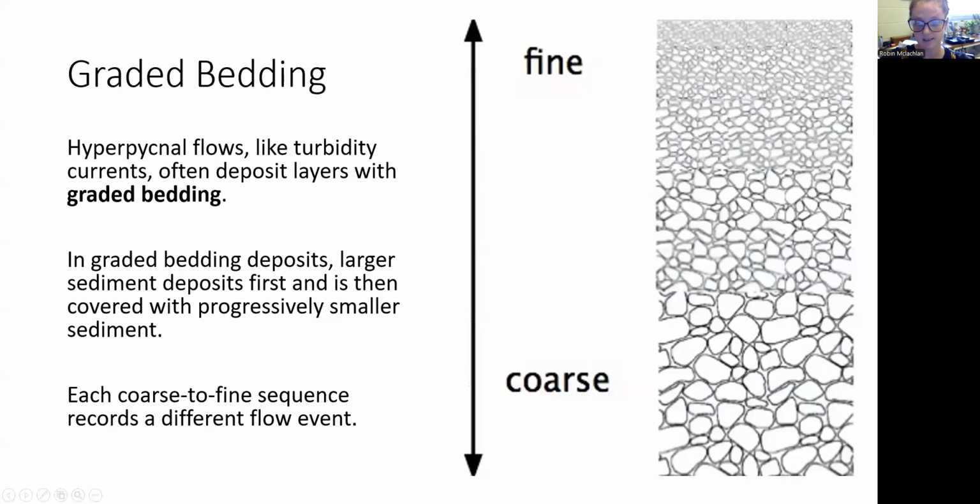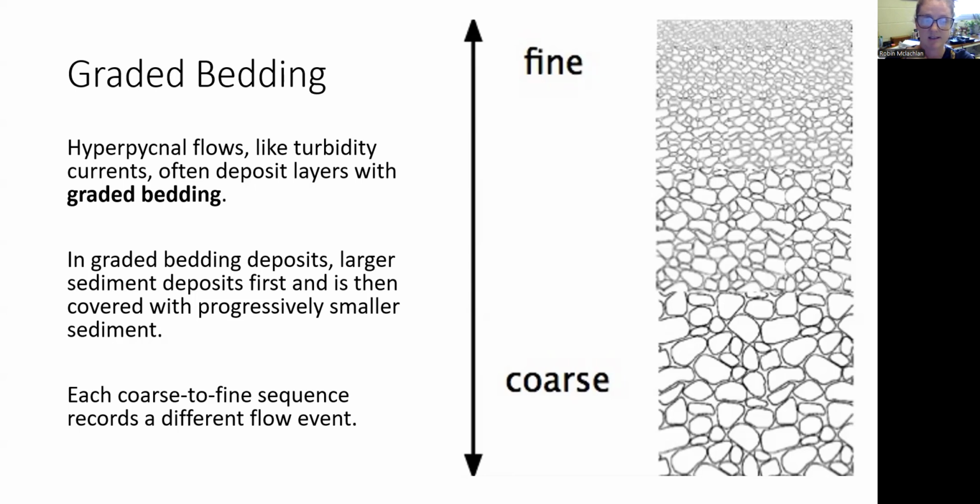And when they deposit, as we just said, they deposit from coarse to fine. Coarse at the bottom because that's where the high energy head is going to be. And then over time, fine at the top because that's where the low energy tail is going to be. We call this graded bedding. In this specific example, it fines upward, meaning the energy is decreasing as you go upward in the sequence.